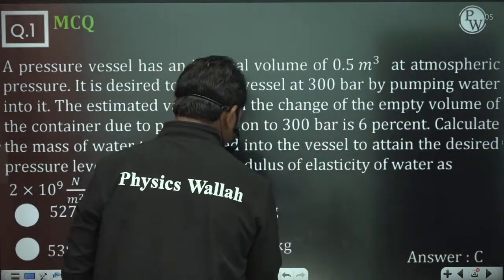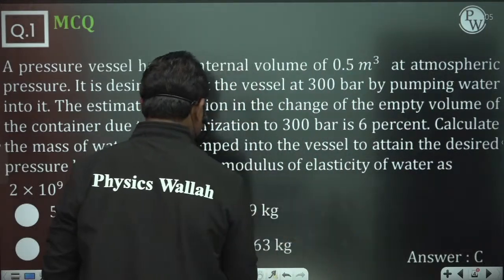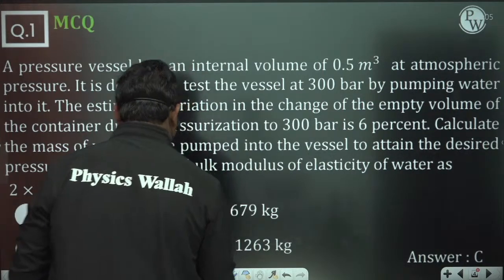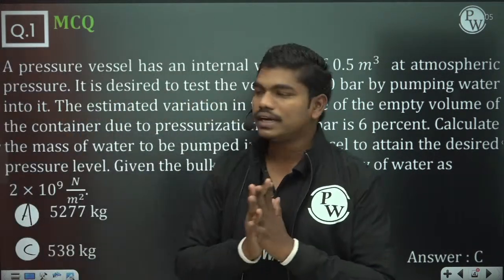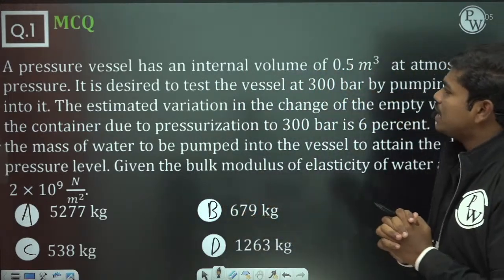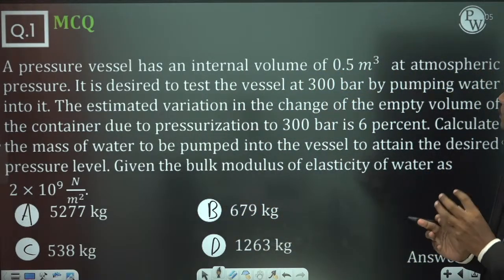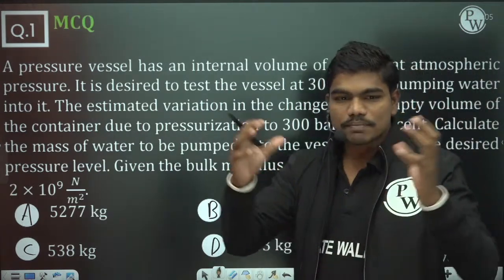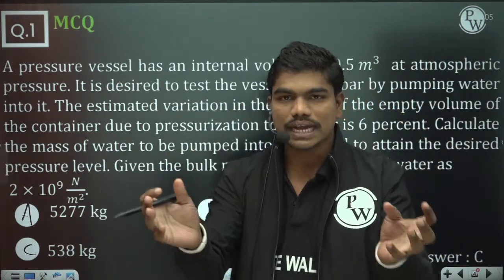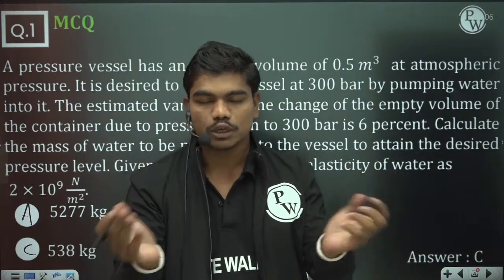Let us try to solve this question. Let us read this question first. A pressure vessel has an internal volume of 0.5 m³ at atmospheric pressure. So there is a pressure vessel, one vessel which has a certain volume initially at atmospheric conditions.